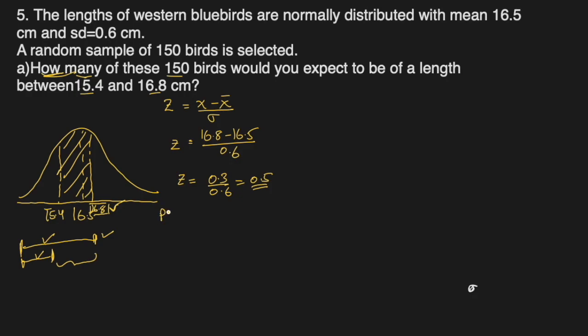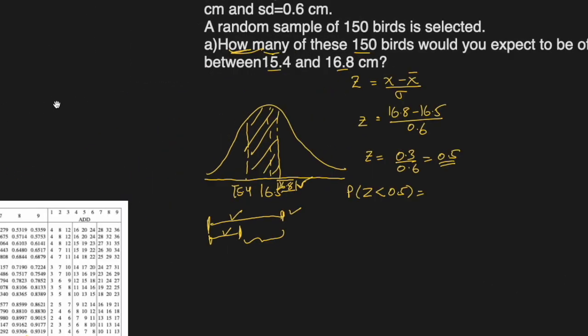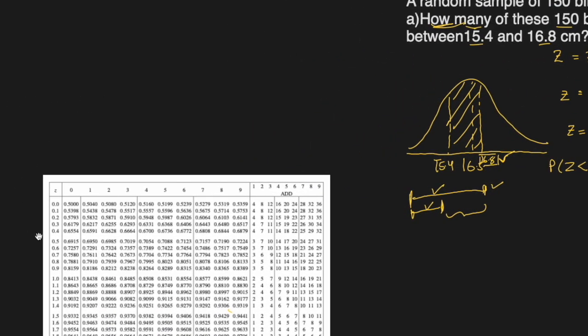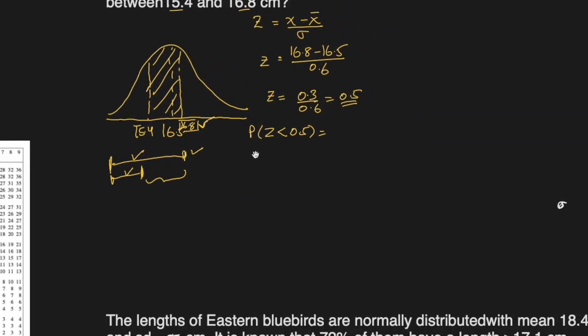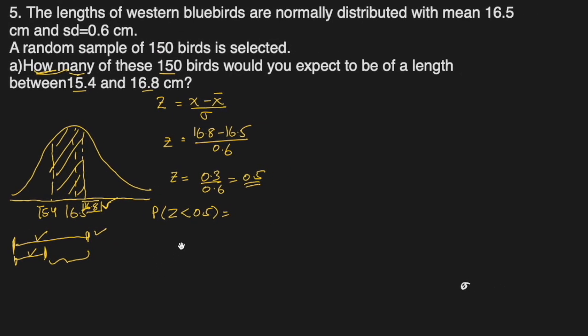So the probability that Z is less than 0.5 will be how much? Let me have a look at the table I have here. 0.5 is here, 0.6915. That is the probability. So this is 0.6915.